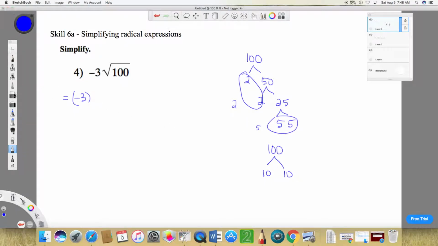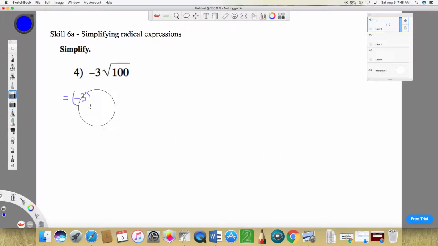So if you're able to, when you're looking at the breakdown of our numbers, try to find the largest perfect square that divides this number. Think of this as being 10 times 10, and it'll be a quicker solution if, instead of breaking it all the way down into prime numbers, you look for the largest perfect square.